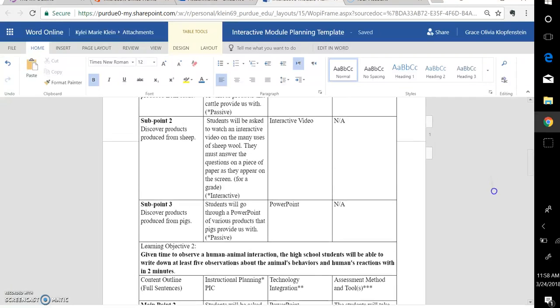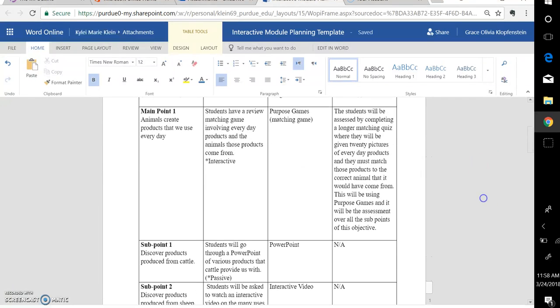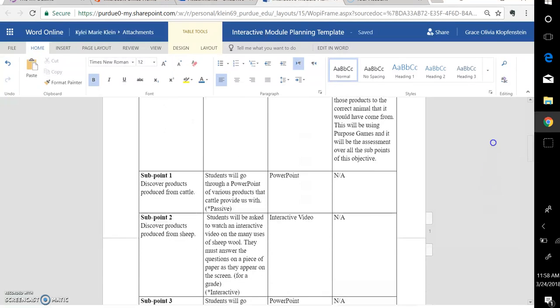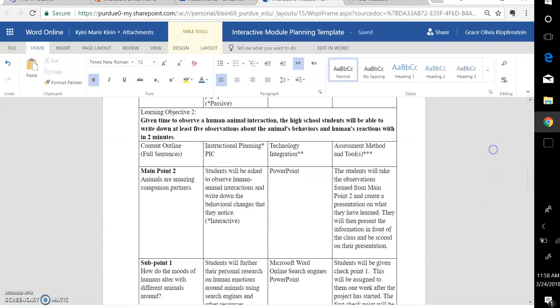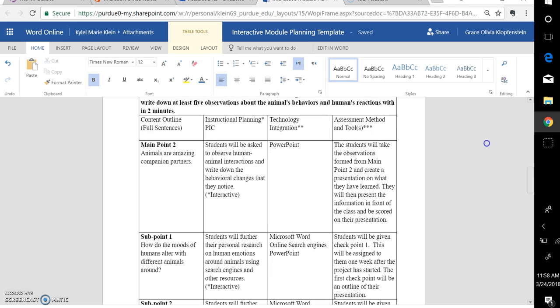Like I mentioned before, subpoints 1, 2, and 3 will all be using the same assessment used in main point 1, which will be the matching game that the students will take after they're finished with the entire lesson. Now into main point, or learning objective 2. Given time to observe human-animal interaction, high school students will be able to write down at least 5 observations about the animal's behavior and the human's reactions within 2 minutes.